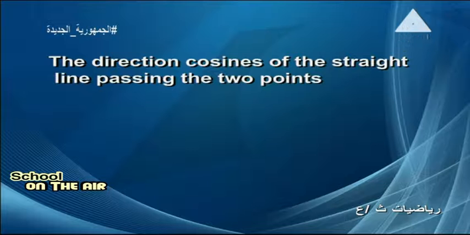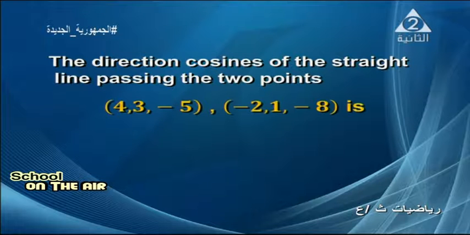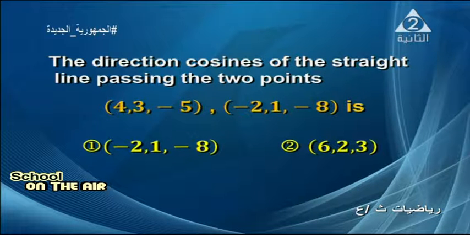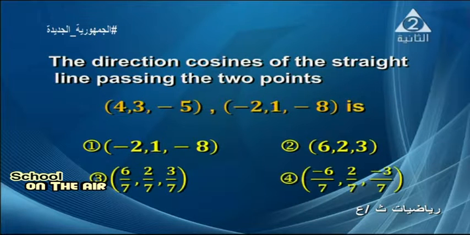Direction cosine of a straight line passing through 2 points (4, 3, -5) and (-2, 1, -8) is: (-2, 1, -8), (6, 2, 3), (6/7, 2/7, 3/7), or (-6/7, 2/7, -3/7).